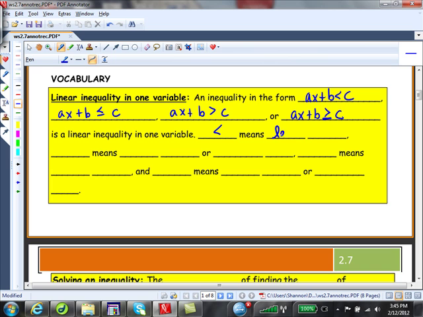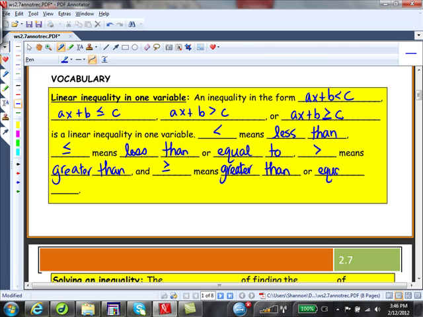This means less than. This symbol means, and this is if you're reading from left to right, means less than or equal to. This symbol means greater than. And this symbol means greater than or equal to. Okay.